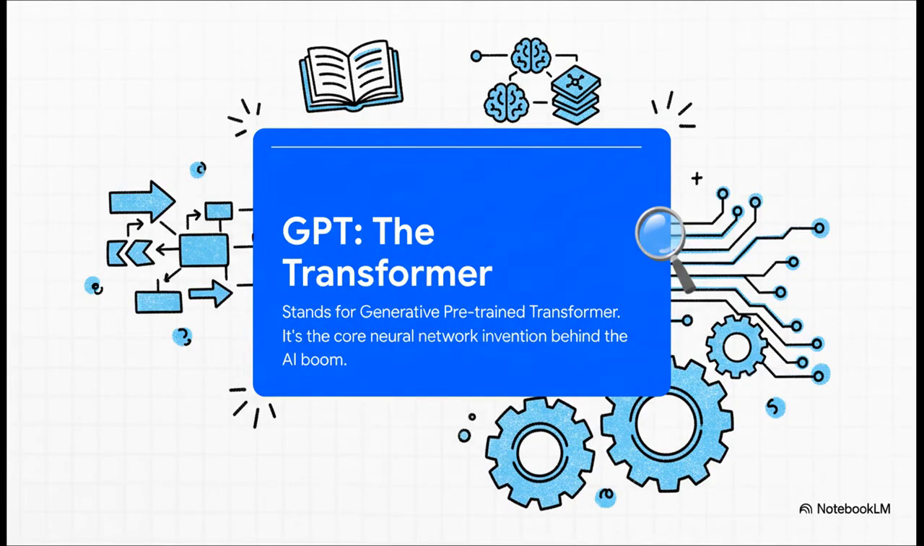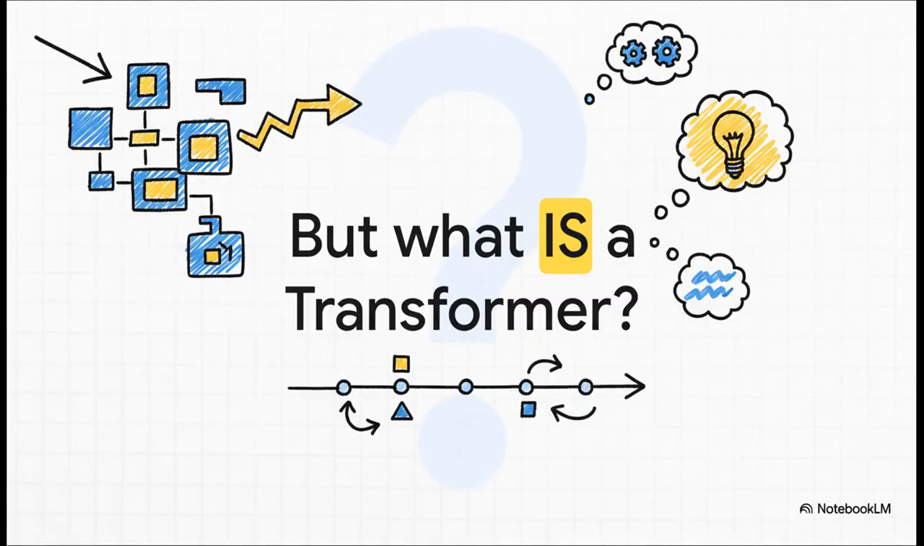GPT stands for Generative Pretrained Transformer. Now, the generative part just means it creates new text. Pre-trained means it's already learned from a huge chunk of the internet. But honestly, the real star of the show, the invention that's driving this entire AI boom, is that last T word, transformer. And that's the billion-dollar question, right? What exactly is a transformer?